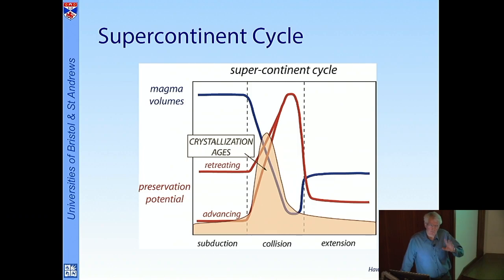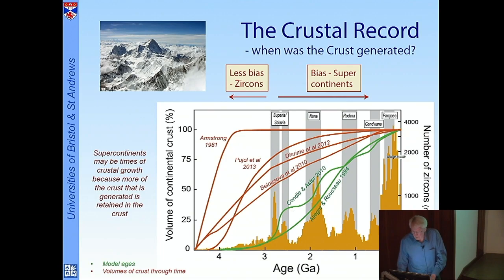But if you put those two senses together, of the volumes of magma through time and the preservation of magma through time, then some crude intersection of the blue and the red curves would leave you with a peak of ages preserved from magmatic records, linked to collision, linked to the formation of the supercontinent cycle. And therefore, there's another way you can link peaks of ages to the times of supercontinents, because they're times of collision when the rocks that you've generated, you have more chance of preserving. So that's how we got to that position.